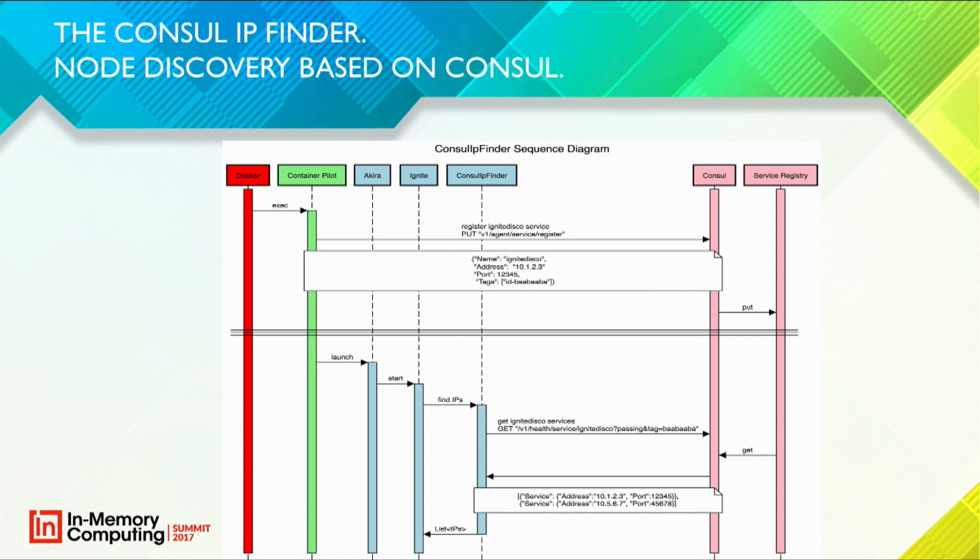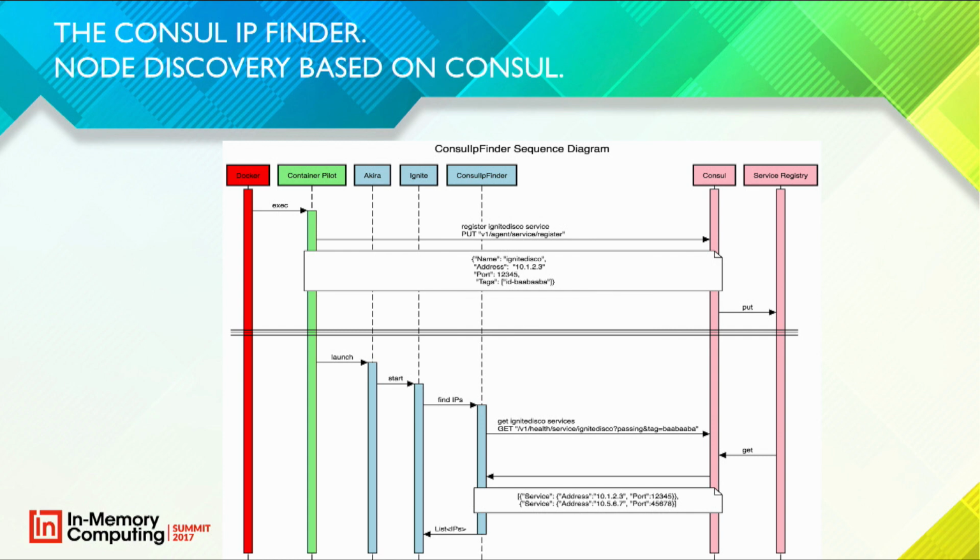And then the next thing ContainerPilot does is launch your app. Like I said, it basically does a fork exec on your app. And then it launches Akira, our app, which launches Ignite. And then Ignite does what all these clustered systems do. It goes off to find some seed nodes. And we then go off to Consul and say, Consul, tell me about all of the Ignite Disco nodes that you know about that are passing their health checks and are tagged with this ID that we just stuck in there.